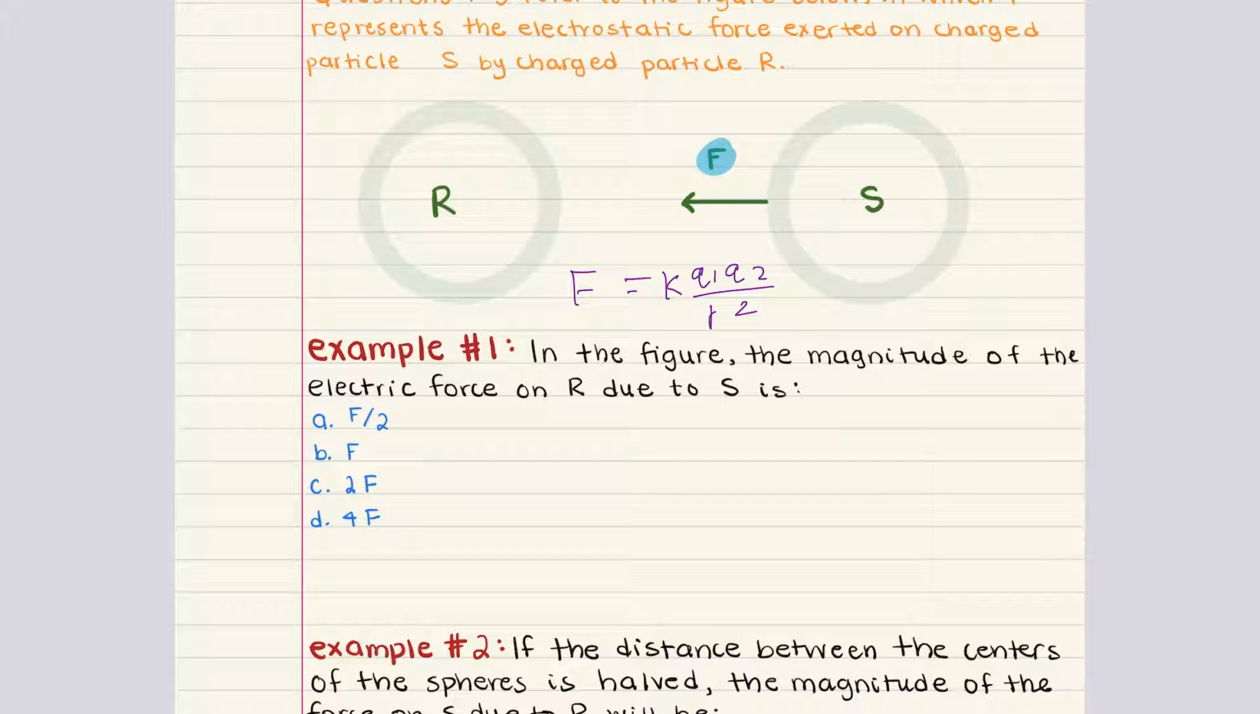It's F. So according to Newton's third law of motion, the forces between two interacting objects are equal in magnitude, but opposite in direction. That means that if S exerts a force of F on R, then R must also exert a force of F on S. Hence, the magnitude of the electric force on R due to S is simply F. And the correct answer for problem 1 is B.